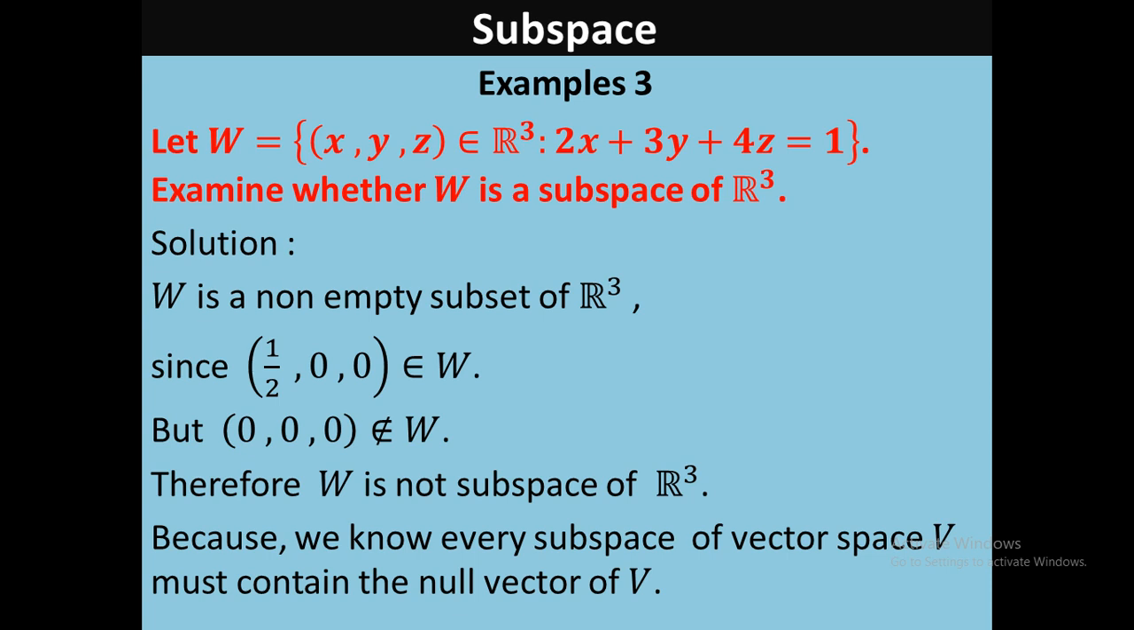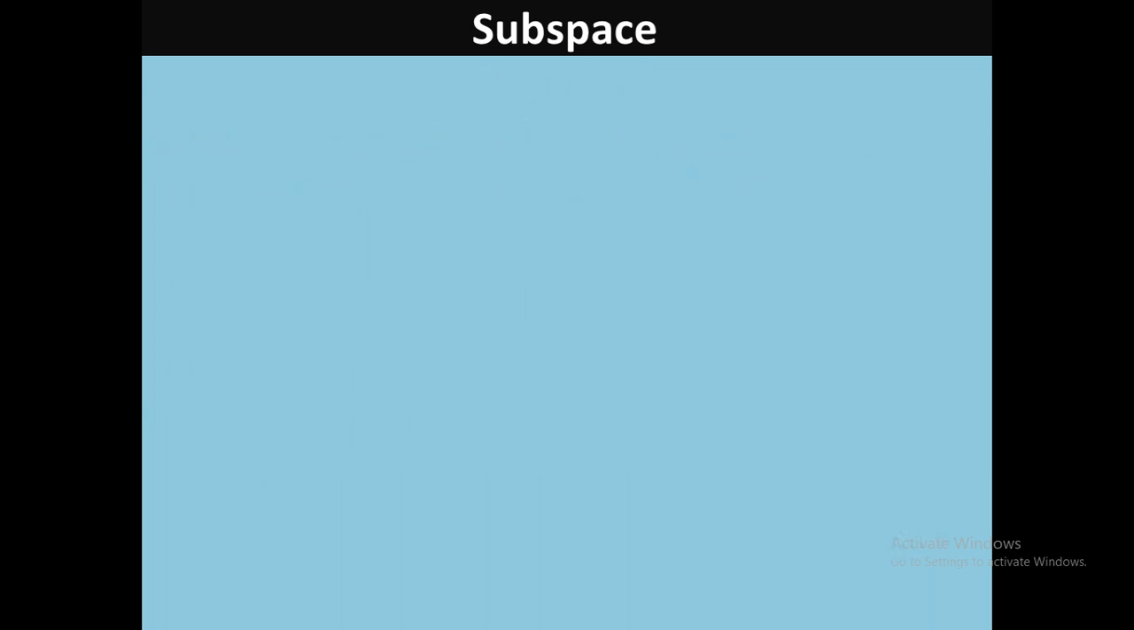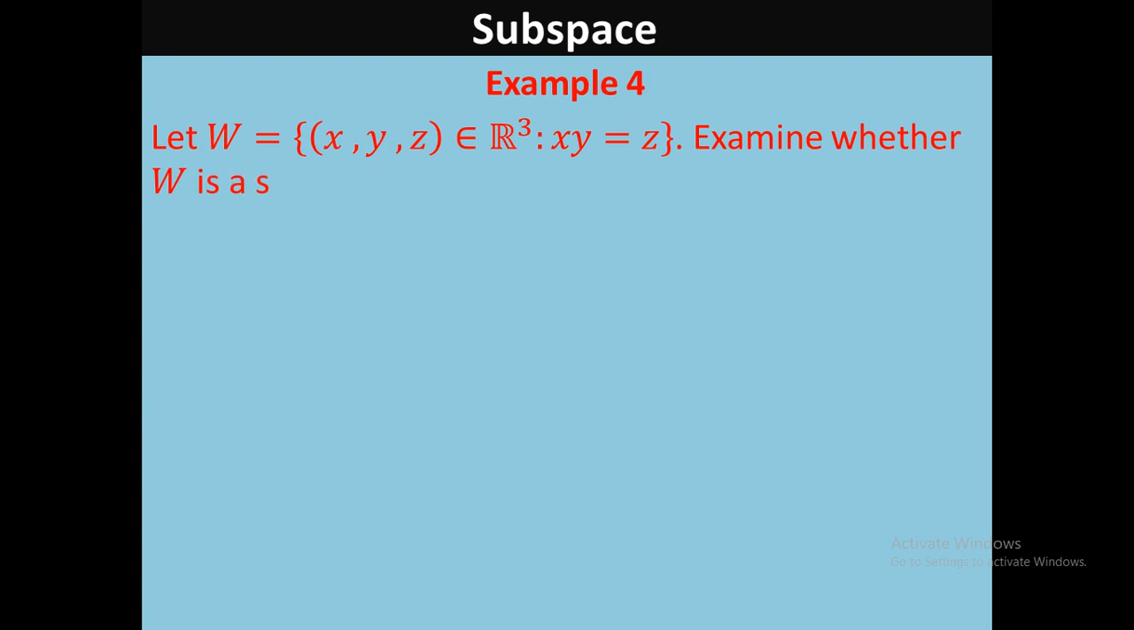So I suggest you check whether the set is non-empty by the null element. Okay. Now I give another example, example 3. There 0 0 0 is in the set, but it is still not a subspace. This is an example: xy equal to z, whether it is a subspace of R3 or not.